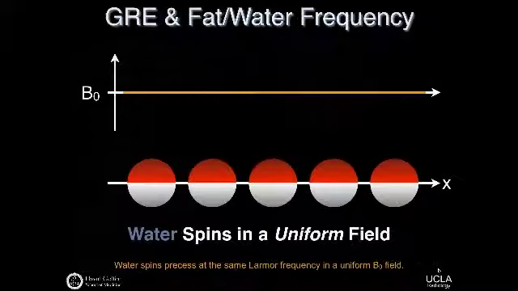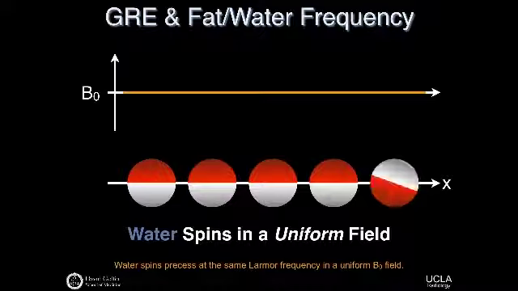So picture that all of these are precessing at the same frequency. And the point is that water spins in a uniform field just precess at the Larmor frequency. And so we haven't turned on a gradient. When we do something a little bit more interesting, it's going to tick through this one too.